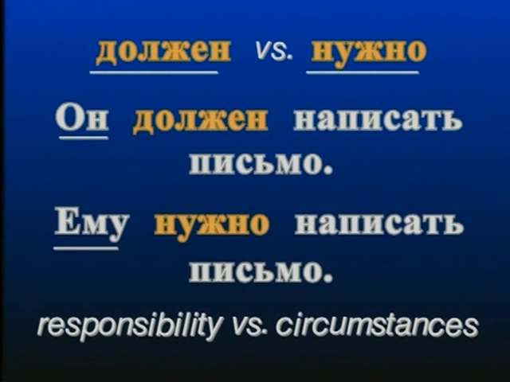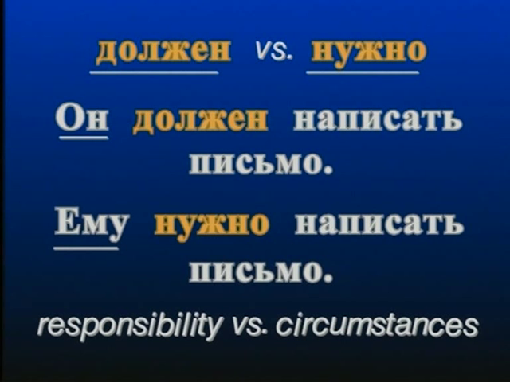It always stays in this form, нужно. Ему нужно написать письмо. There's also a very strong difference in meaning between these two sentences. When we say он должен, we imply that it is his moral responsibility to write this letter. Он должен написать письмо. When we say ему нужно написать письмо, we imply that the external circumstances make it necessary for him to write this letter.